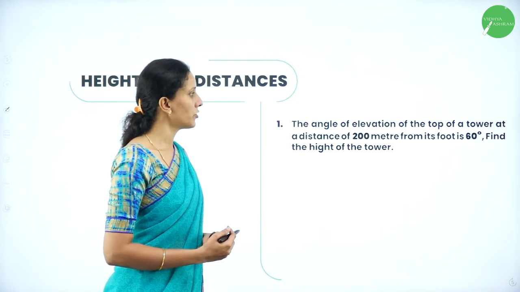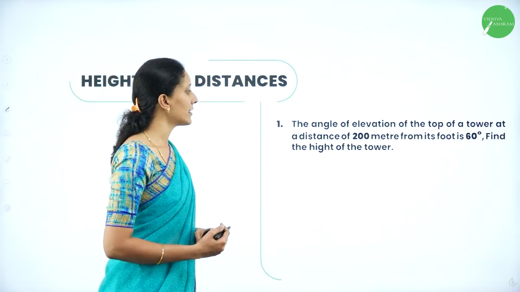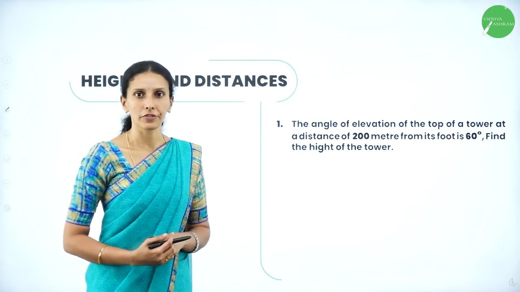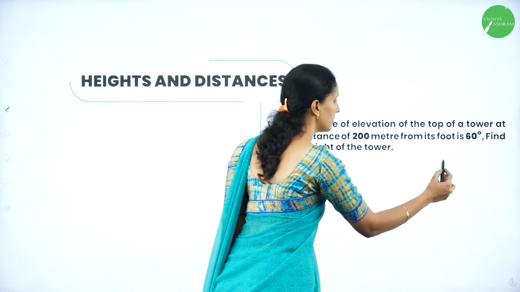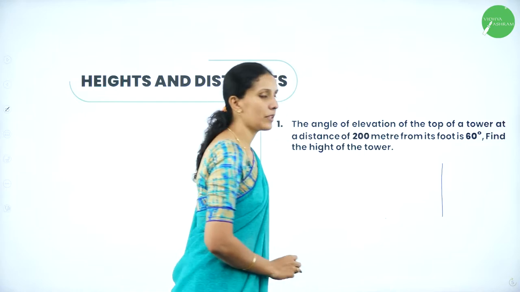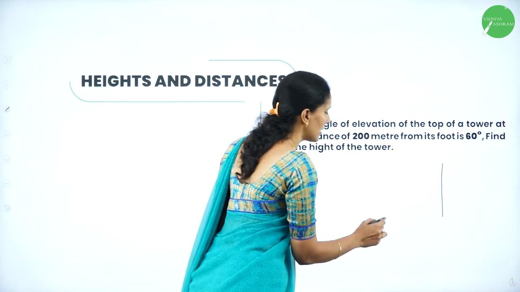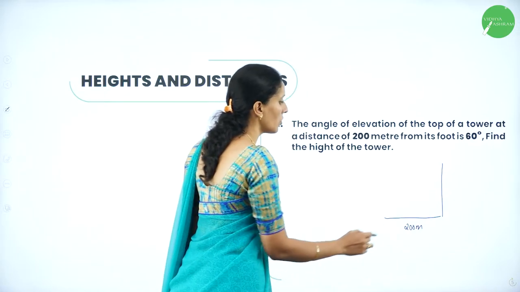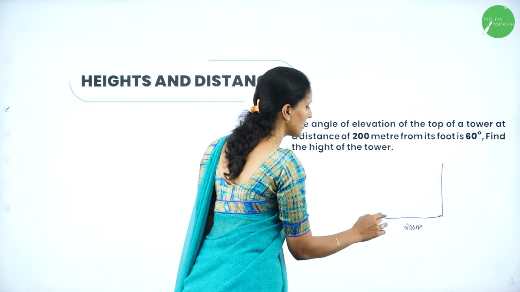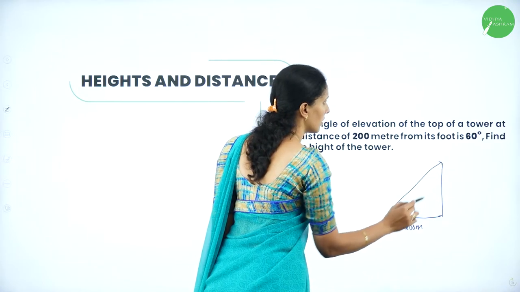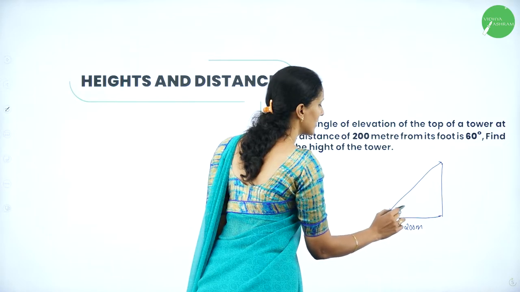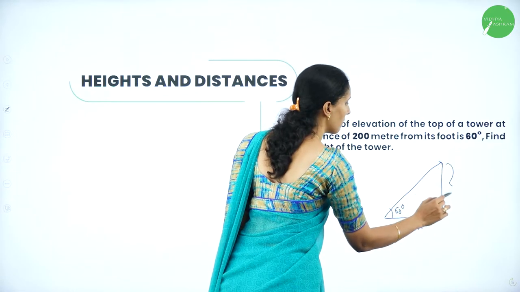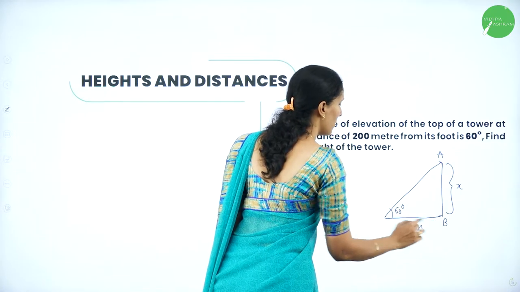The angle of elevation of the top of a tower at a distance of 200 meter from its foot is 60 degree. Find the height of the tower. So we have a tower here. Suppose, assume that we are standing here. This tower is 200 meter away. So when we see the top of the tower, it creates an angle of elevation. So this angle is given as 60 degree. Now we need to find the height of the tower. So this is what we have to find. Let me consider this as ABC.